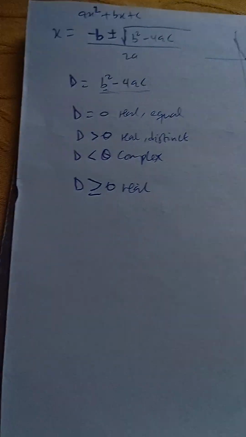So this is what? Real and what? Distinct. Two real and distinct. But this is what? Real and equal. Two real and equal roots.